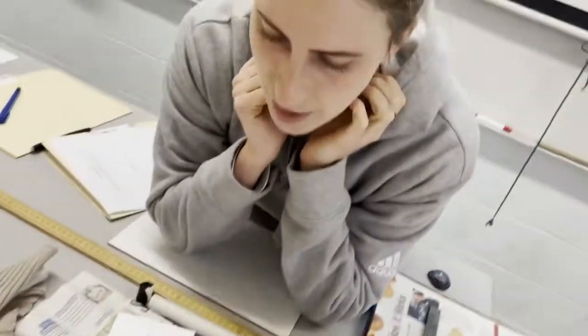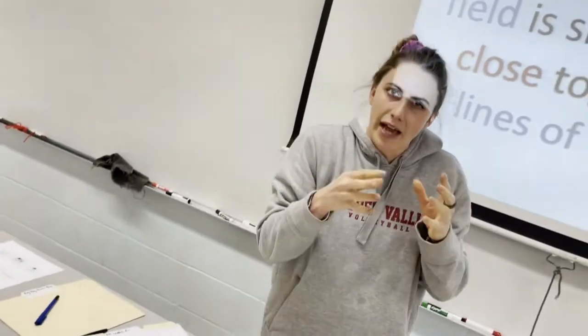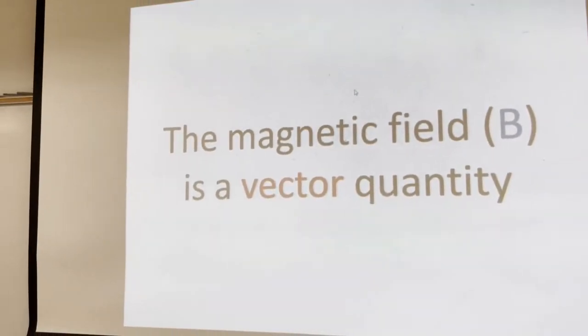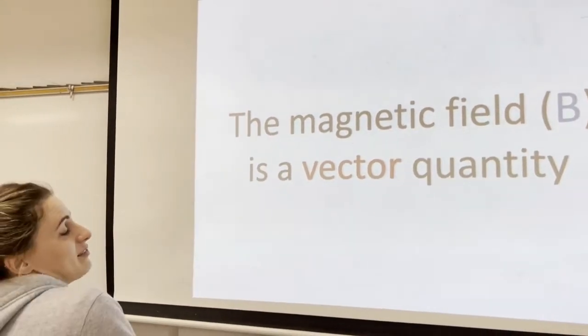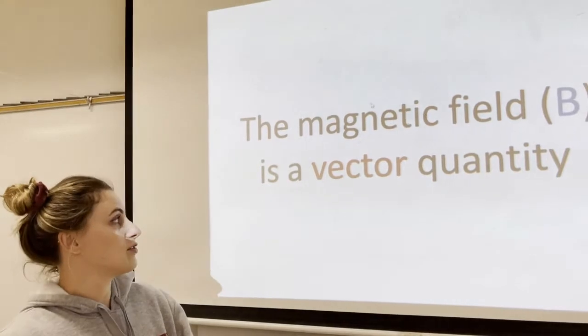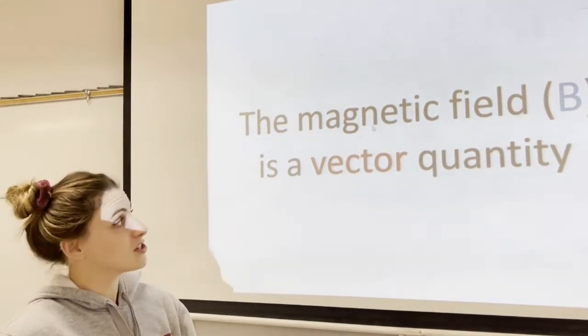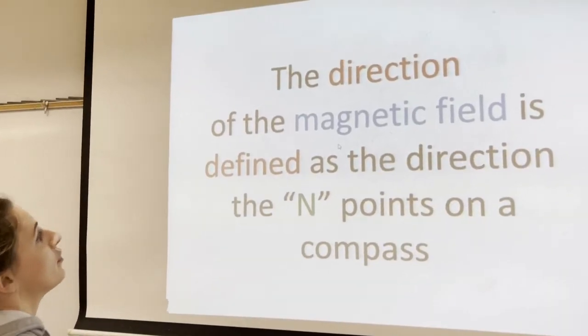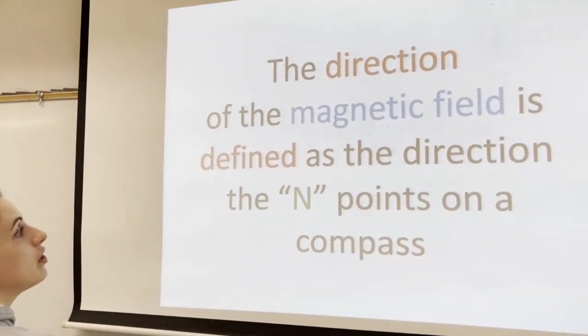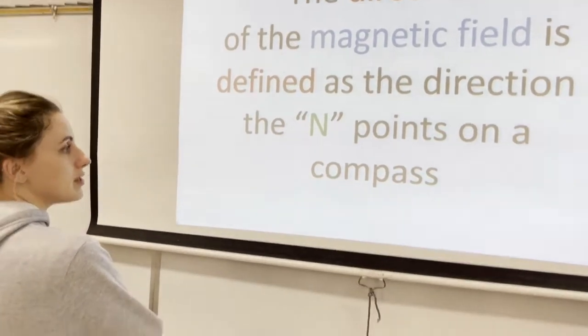Strong at the end. And so that means that the field lines are closer together there. Okay, so the magnetic field is a vector quantity, just like velocity. What does vector mean? It has magnitude and direction. So the direction of the magnetic field is defined as the direction the north points on a compass.